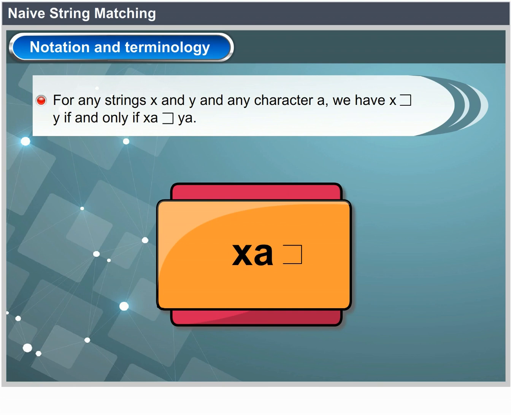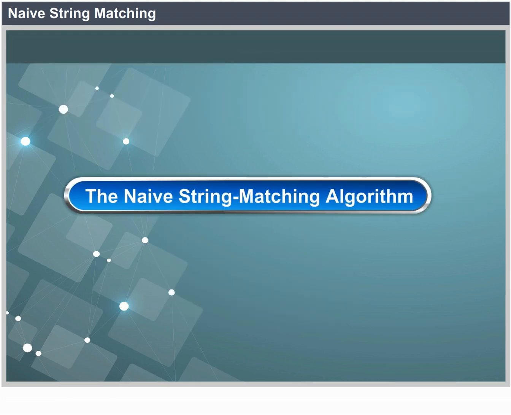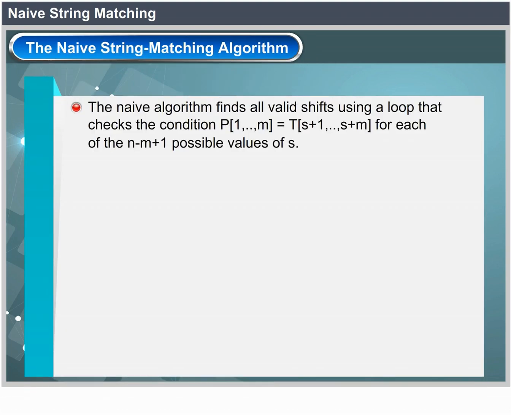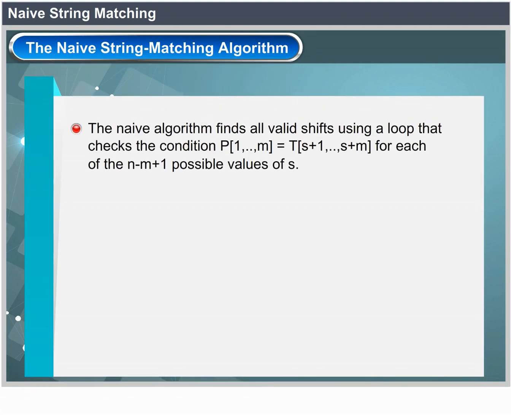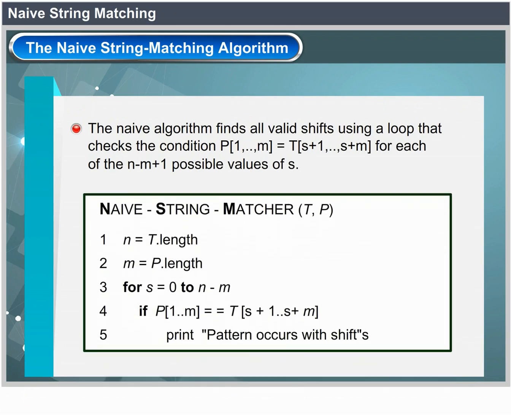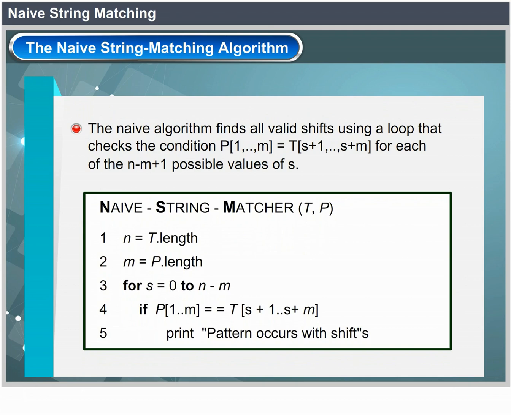The naive string matching algorithm. The naive algorithm finds all valid shifts using a loop that checks the condition P[1..m] equals T[s+1..s+m] for each of the n minus m plus 1 possible values of s. The naive string matching algorithm is shown in this figure.